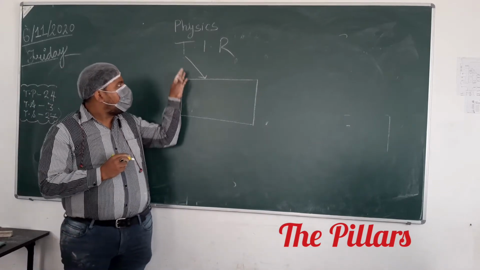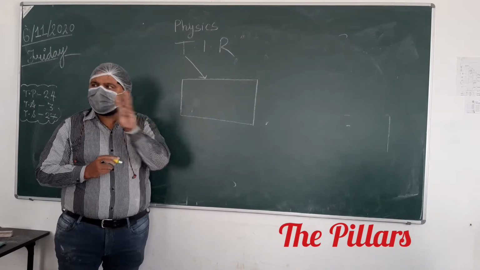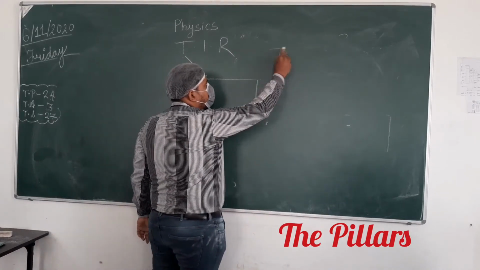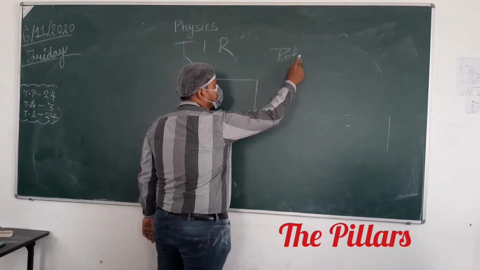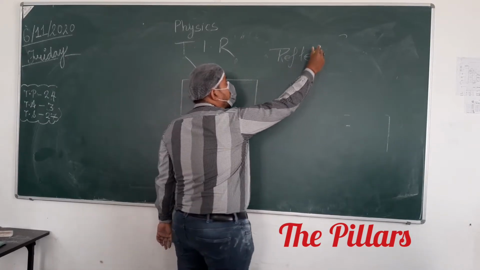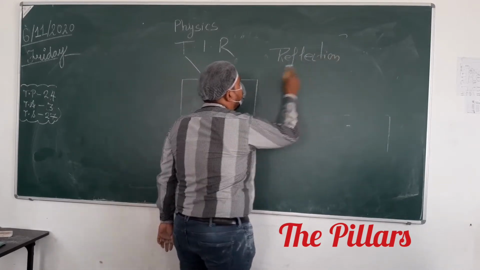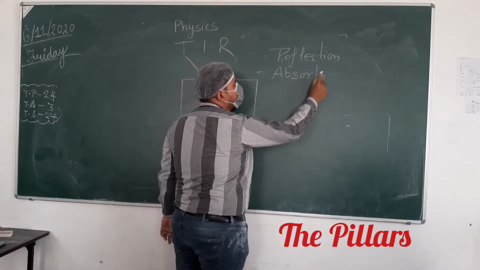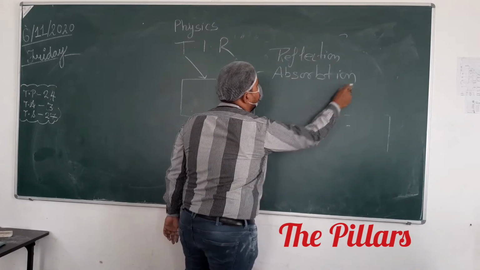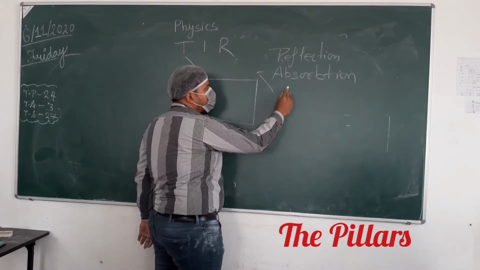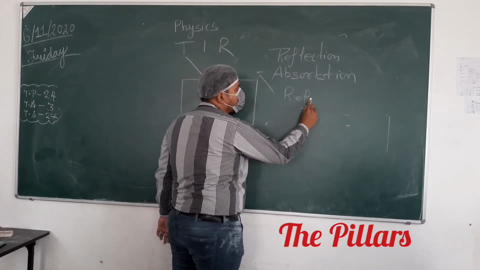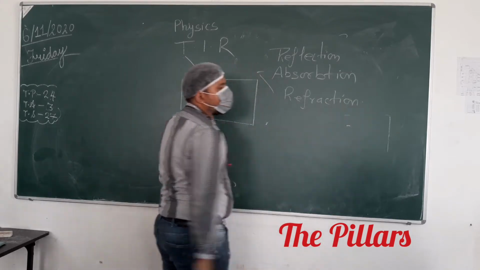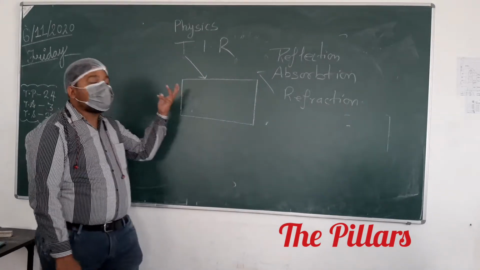Okay, so whenever there is such a situation, three possibilities are there. First, reflection of light will take place. Yes or no? Yes, sir. Reflection, then we have absorption, and then we have transmission. All these phenomena are happening. Yes or no? It can be with any transparent medium.